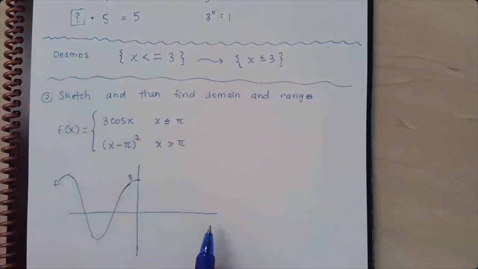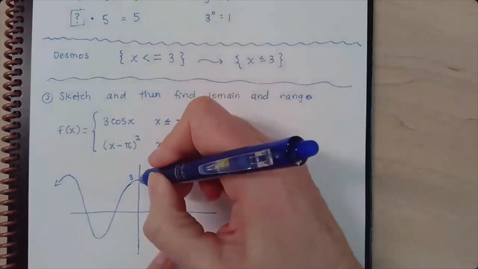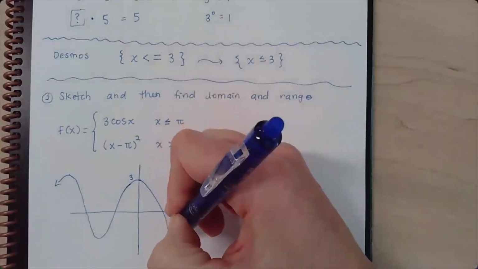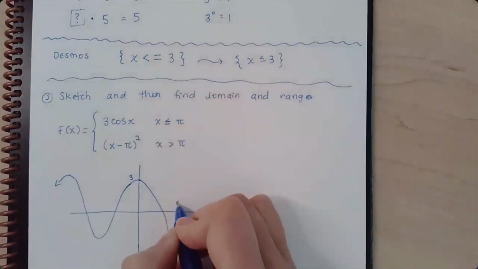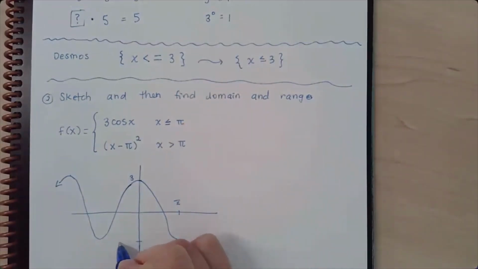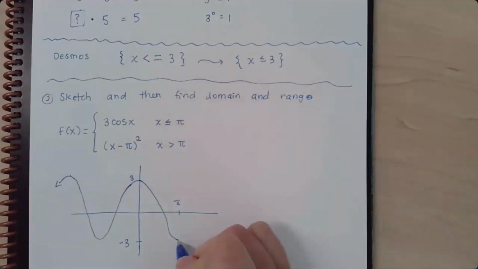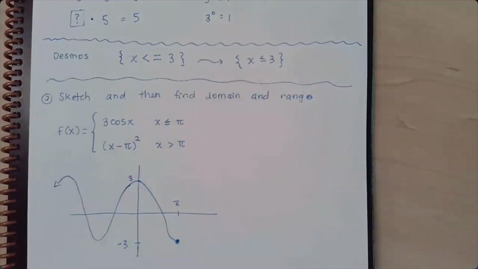But I haven't quite gotten to pi yet. So in terms of that cosine graph, it gets down to the bottom at pi. And that would be -3. Because that side has the or equal to on it, I'm going to give it a filled in circle. So that's our left-hand side.